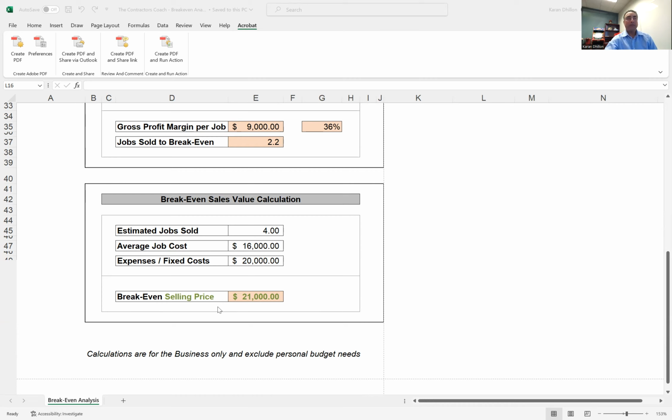So this is simply just a high-level overview of helping you understand some of the key numbers in your business so that you as a business owner can not just work hard, but really learn what it means to work smart.